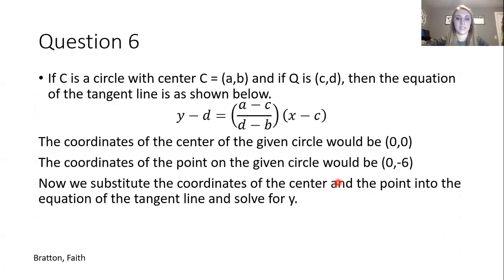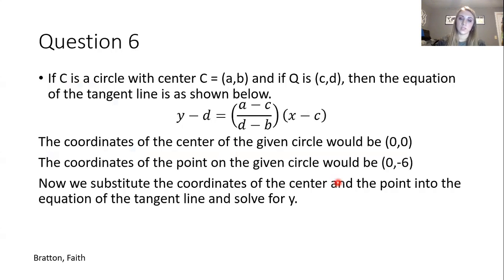Okay, for question 6, if C is a circle with a center of C equals (a, b), and if Q is (c, d), then the equation of the tangent line is as shown below: y minus d equals (a minus c) over (d minus b), times (x minus c). The coordinates of the center of the given circle would be (0, 0). The coordinates of the point of the given circle would be (0, negative 6).